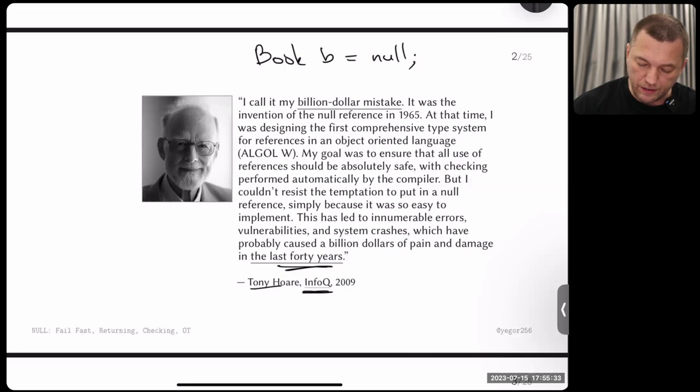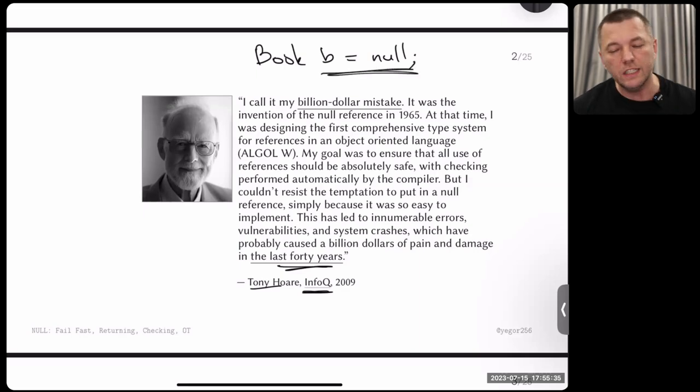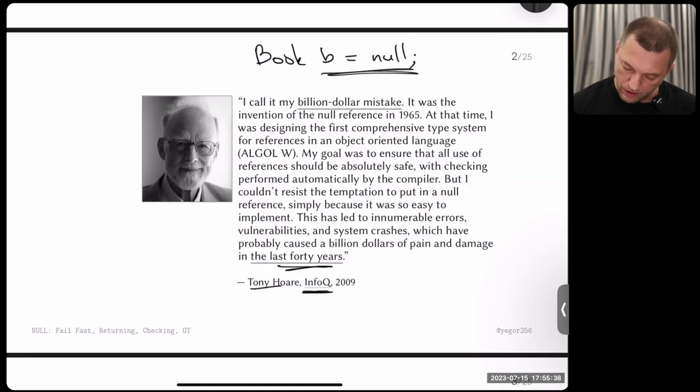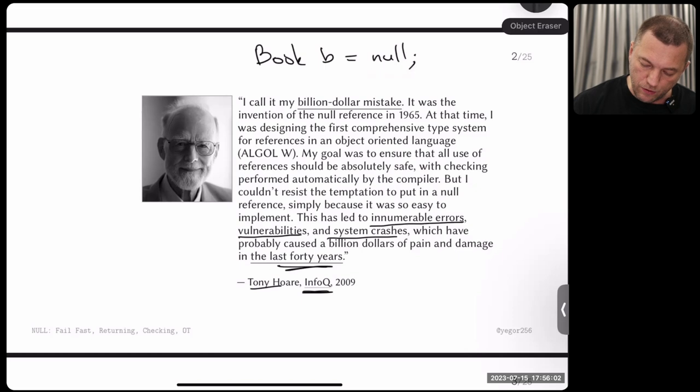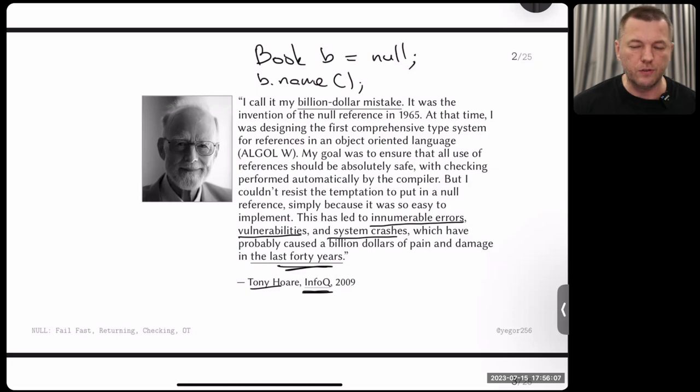He's saying that that's a terrible mistake, which leads to innumerable errors, vulnerabilities, system crashes, and so on and so forth. In this lecture, we'll try to explain why it leads to errors, and more importantly, why it leads to not so good design. It actually directly leads to errors as well, because if you do this and then you do b.name, then obviously you're going to have an error, right?